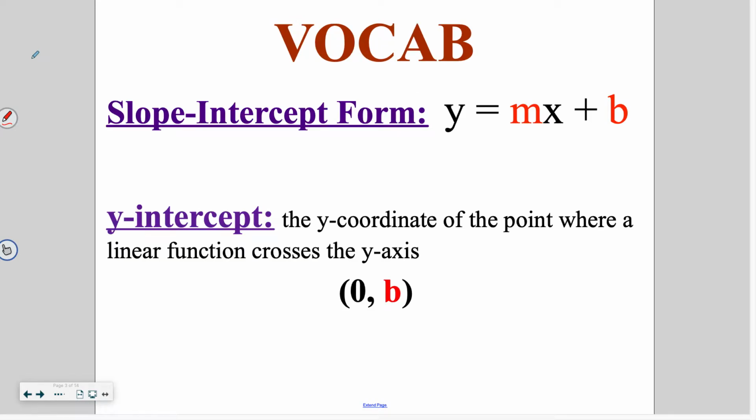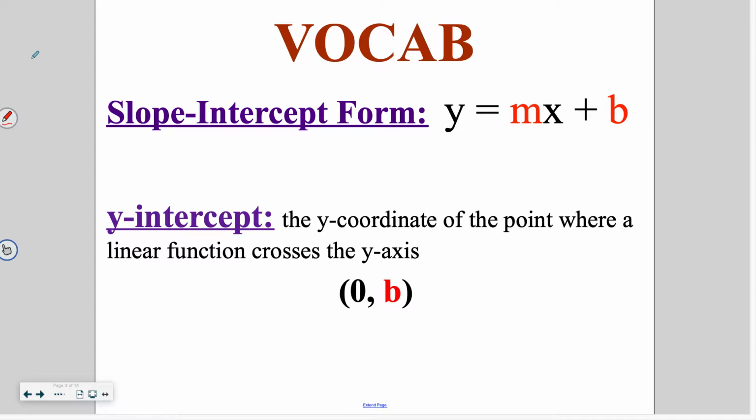Slope-intercept form is one of the ways that we can write out linear equations. This chapter is going to give us three different options. Slope-intercept form is our first. The equation that we're going to follow in slope-intercept form is y equals mx plus b.